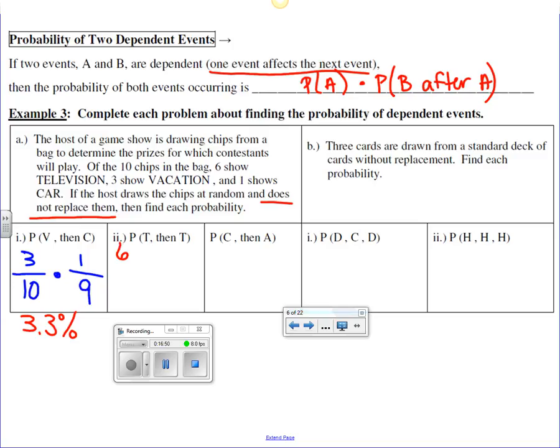Good. 6 out of 10. I'm multiplying. Now, again, you just have to think. If I've already pulled 1 television chip out and I did not replace it, how many do you have? 5 chips left. Yep, there's 5 television chips left. And how many chips are left in the bag? 9.